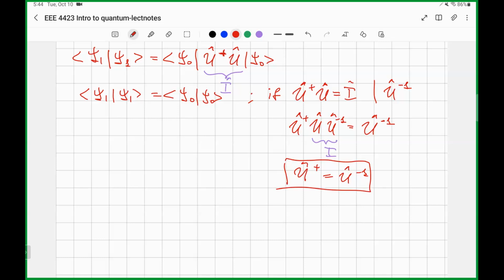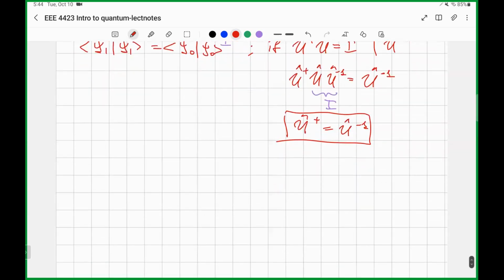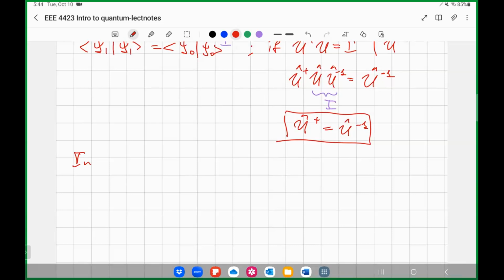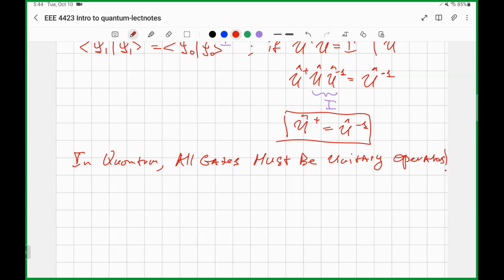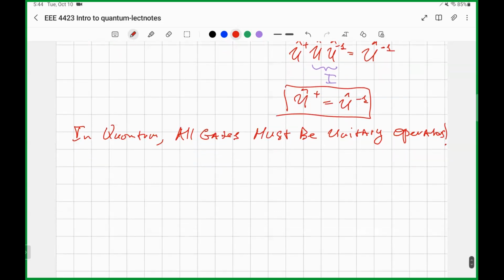So in quantum computing, all gates must be unitary operators. This is the only requirement.